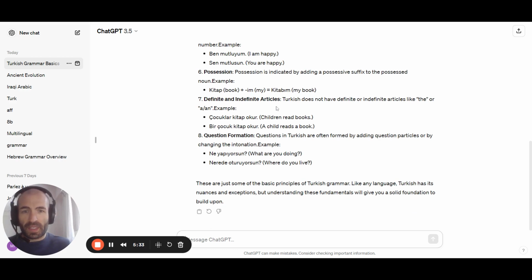Definite articles. Is this che? I don't know. I have no idea about pronunciation. Çocuklar or sochuklar, I don't know. Kitap okur. Okay.